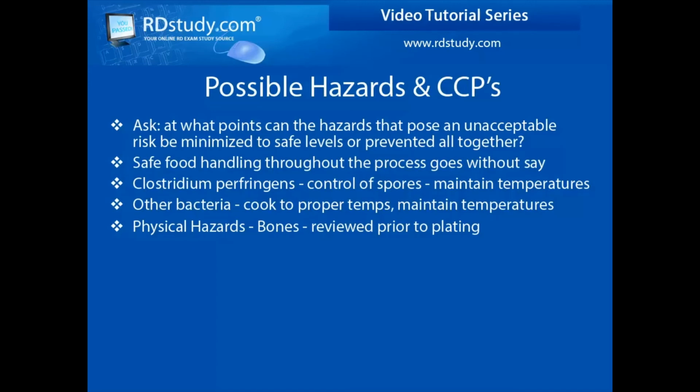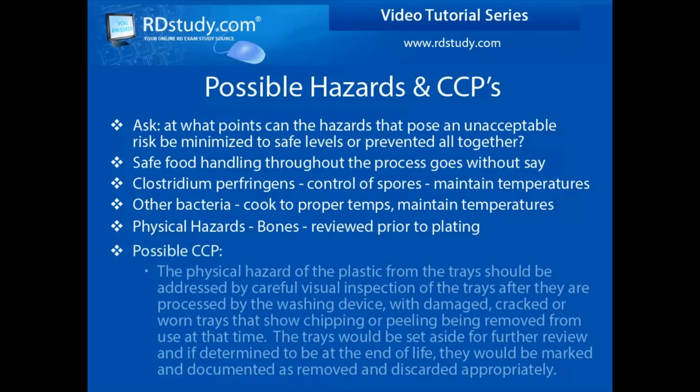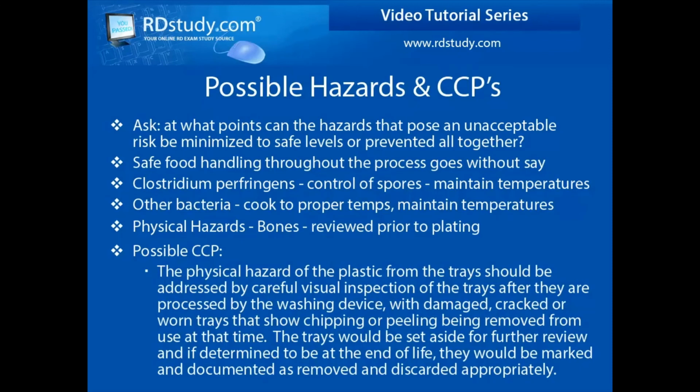These items are all generalizations, and although they include some of the steps that can be used to mitigate the threats, they are not much of a CCP. We will use the plastic to show an example. A CCP for the trays might go something like this.